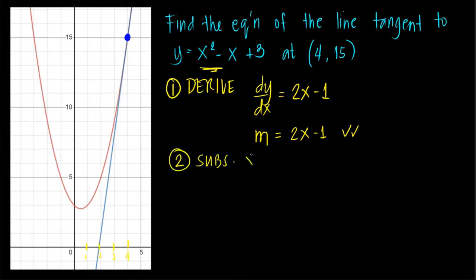Substitute x. Okay. So, now, m is equal to 2x minus 1. Anong x naton? 4. So, at that specific point, the x component is 4. Substitute na siya. So, now we have m is equal to 8 minus 1 or 7. So, the slope is 7.